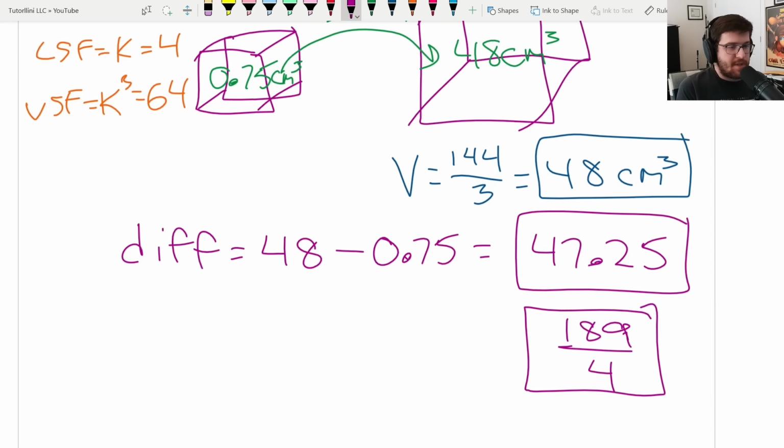Make sure you understand how to translate a sentence to an equation, and also make sure you really understand area and volume scale factors, because that's been showing up a lot on the digital DSAT recently. Great, let's keep going.